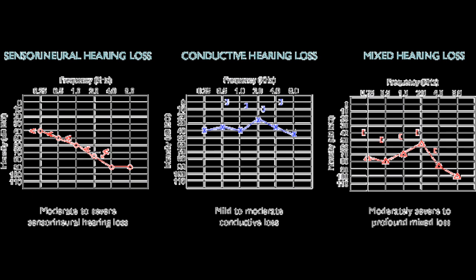Then for mixed hearing loss, usually what you'll see is bone conduction will not be within the normal range. Then air conduction will be even worse than your bone conduction thresholds. So basically what you'll see is your bone conduction will be, let's say, at like 40 decibels or so, and then your air conduction thresholds are going to be about 60 decibels.